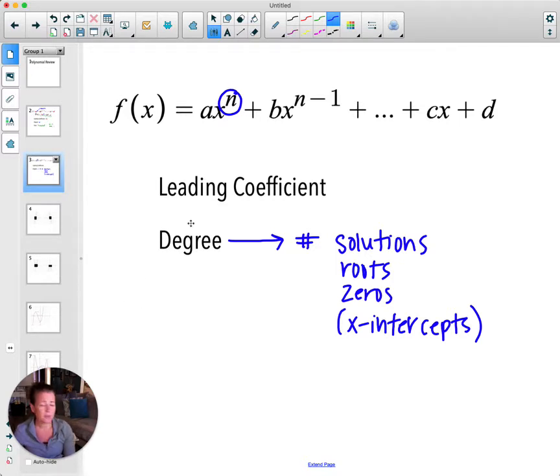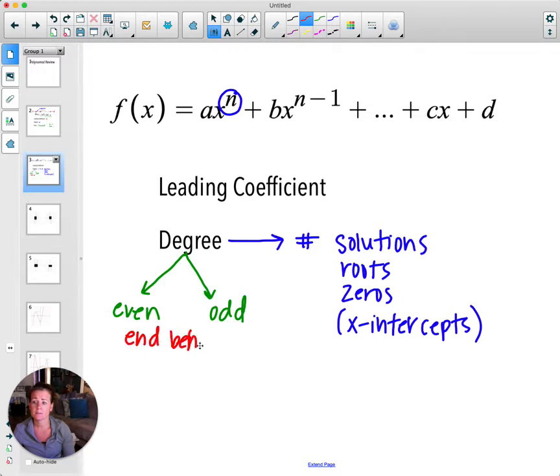Then there are some other things to do with the degree. It's a big deal if it's even versus odd. We're going to look at that. It does some different things to the graph depending on if it's even or if it's odd. And it's going to impact end behavior if it's even or odd.